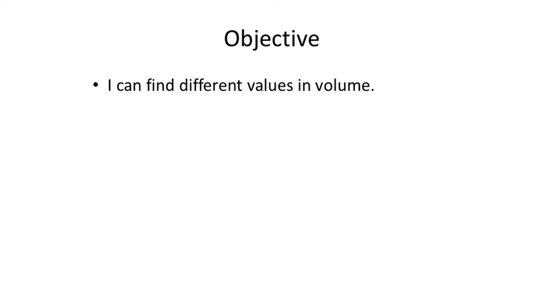I can find different values in volume. When we're talking about different values from volume, and we'll explain more about this later, but looking specifically at height, radius, sometimes diameter, sometimes volume as well, okay? But based on the formulas that we're going to be seeing, we should be able to do that. All right, today we're looking specifically at volume of circular type shapes. Three-dimensional, of course, because we're looking at volume.